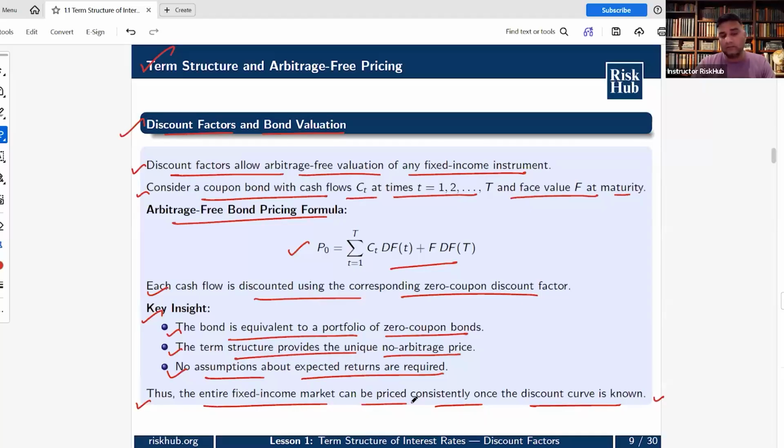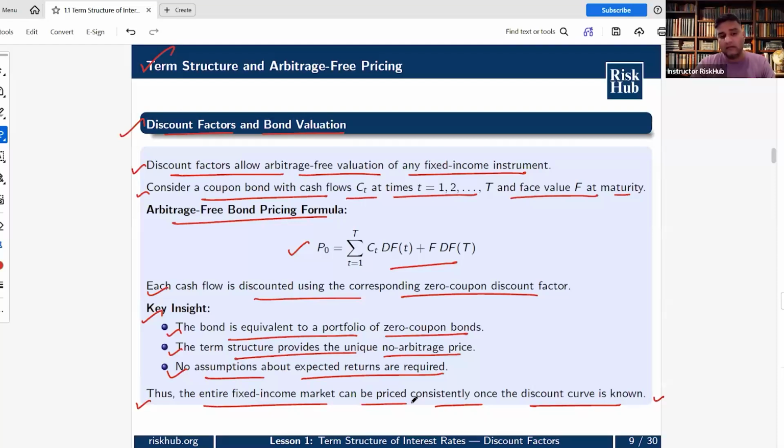C sub T is the coupon paid at time T. F is the face value paid at maturity. DF of T is basically the discount factor of the date of the cash flow, right? Each cash flow is discounted with a factor for its own date. Then the discounted amounts are added, different dates, usually different rates. The result is the price implied by the curve, right?